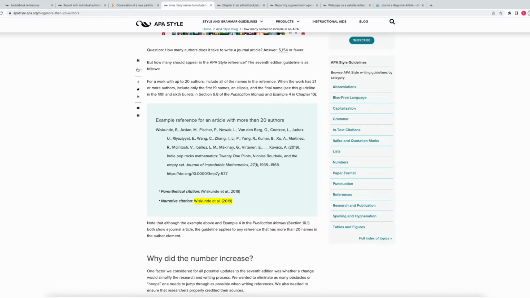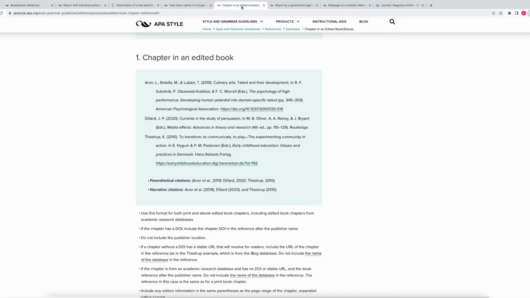Now, what do you do when you have an edited book or a chapter in an edited book? A lot of your textbooks may operate this way, or occasionally you'll see a book of essays or a book of papers.